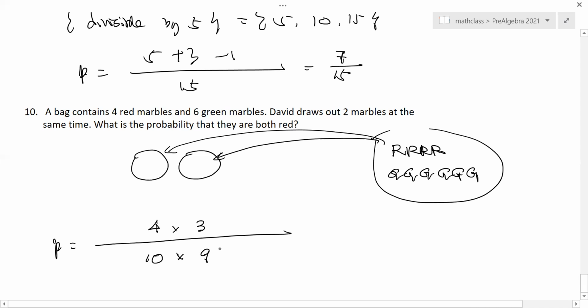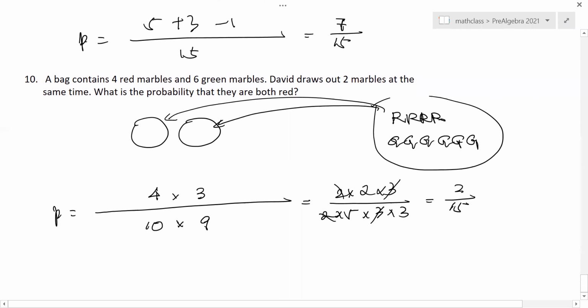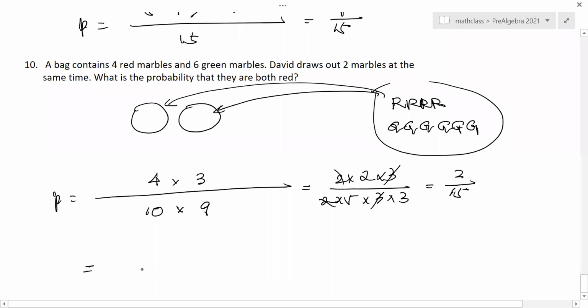So you simplify it: it's 2 times 3 over 2 times 5 and 3 times 3. The 3 cancels out, the 2 cancels out. So 2 over 15. That's what I got. 2 over 15. Now this is the way we count the order. Suppose I don't count the order, you grab 2 and hold them in your hand. If you do not count their order, then the numerator has to be divided by 2 factorial. The denominator is also divided by 4 factorial, but after you simplify, you still get the same result.